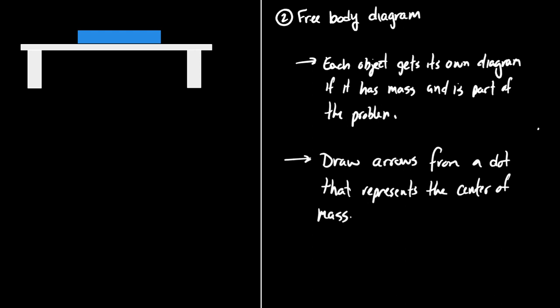So we reduce each object to a dot, and we draw arrows representing forces. A dot that represents the center of mass. The arrows represent forces, sorry, getting way ahead of myself. The arrows should be drawn to scale.